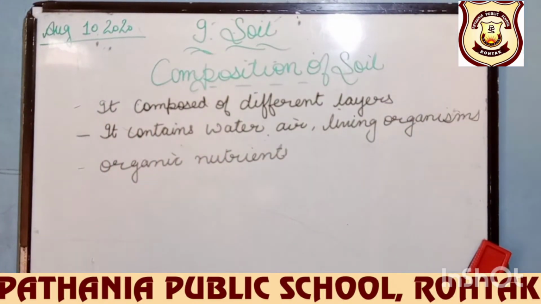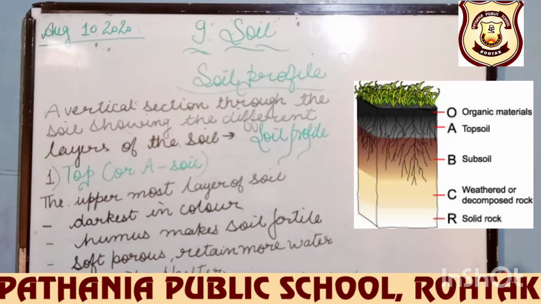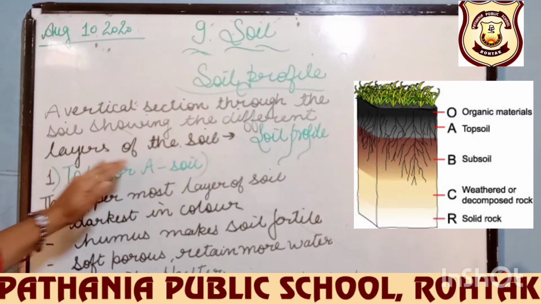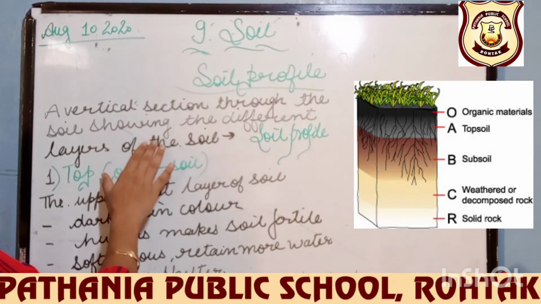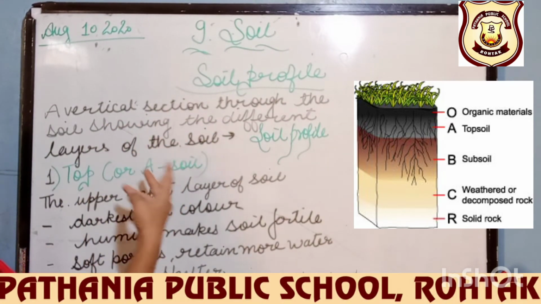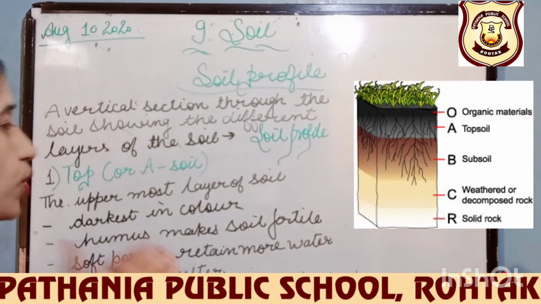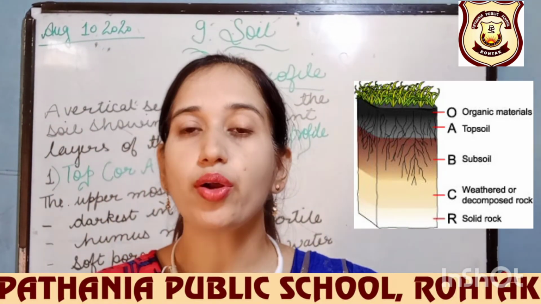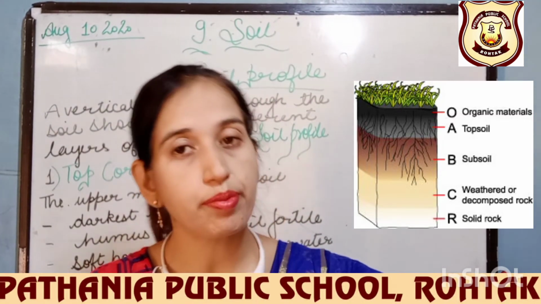So with this fact, I'm going to start the next topic, that is soil profile. A vertical section through the soil showing the different layers of the soil is called a soil profile, and each layer differs in texture, color, depth and chemical composition. These layers are referred to as horizons. You can see the soil profile more clearly while digging a well or on the foundation of a building. The layers of soil can be seen over there.